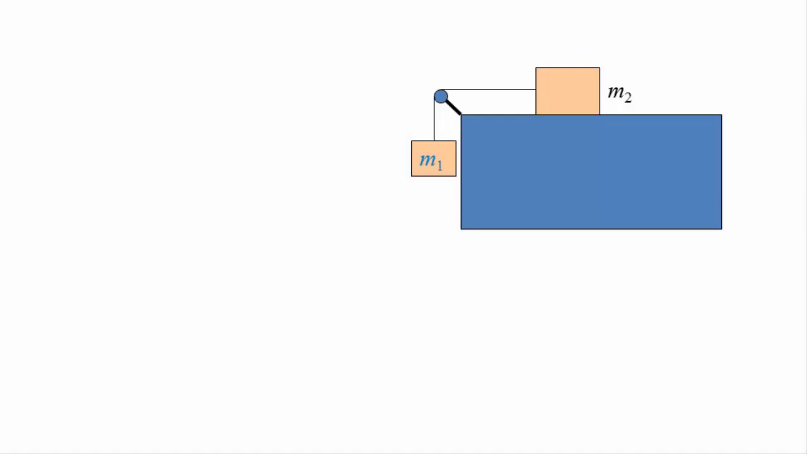In this video, we will look at a system of two connected masses and analyze how Newton's laws apply to them. Consider the following scenario where you have two masses, one sitting on a flat, frictionless surface and one suspended over the side of that surface. The masses are connected together by a cable over a pulley.